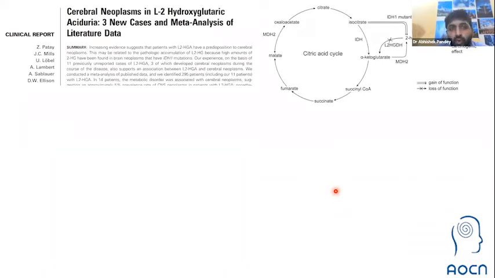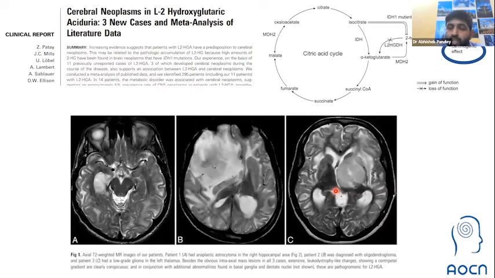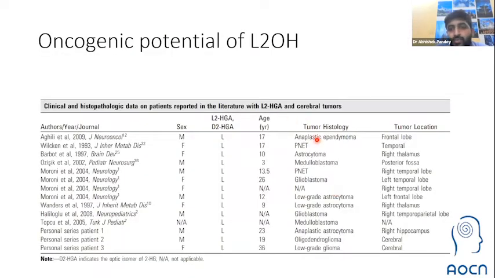The last point regarding L2HGA is its oncogenic potential. It has been found that it probably has a carcinogenic potential. Since it is a slowly progressive disease, most patients live into adulthood, and some of them have been found to have malignancies. The following are the malignancies which have been found in L2-hydroxyglutaric aciduria patients.